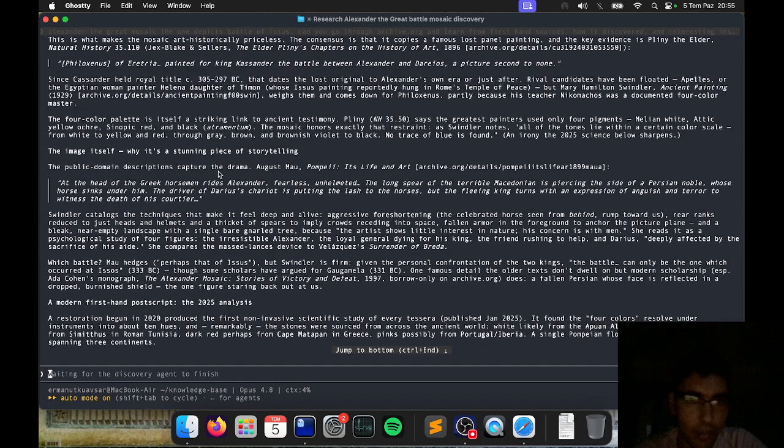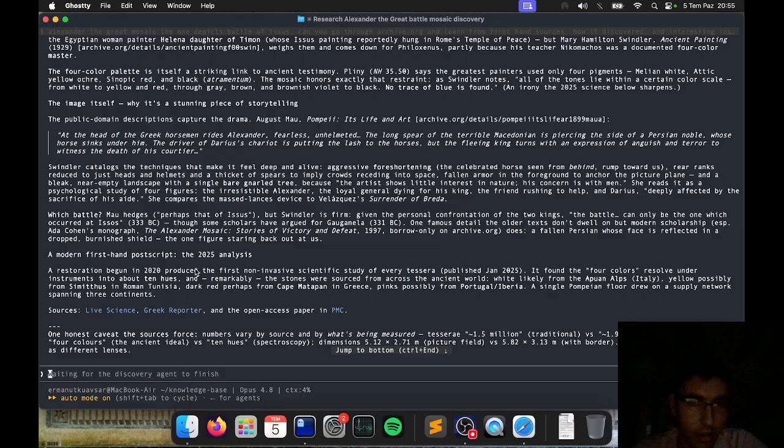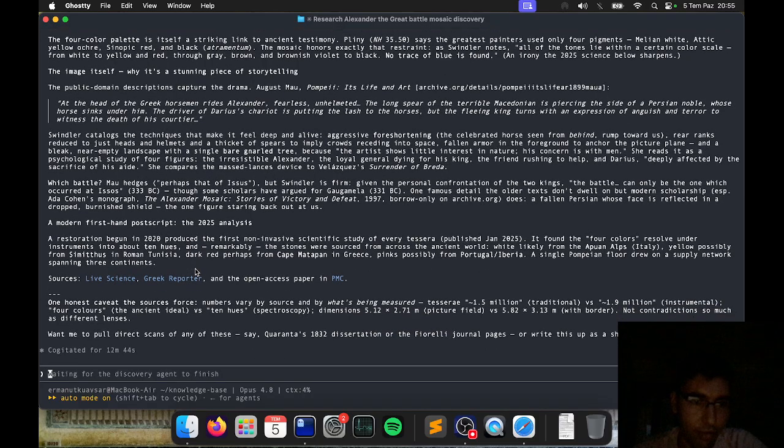The public domain description captures the drama. August Mau, Pompeii, Its Life and Art: At the head of the Greek horsemen rides Alexander, fearless, unhelmeted. The long spear of the terrible Macedonian is piercing the side of the Persian noble, whose horse sinks under him. The driver of Darius' chariot is putting the lash to the horses, but the fleeing king turns with an expression of anguish and terror to witness the death of his courtier. Yeah, it's really good.